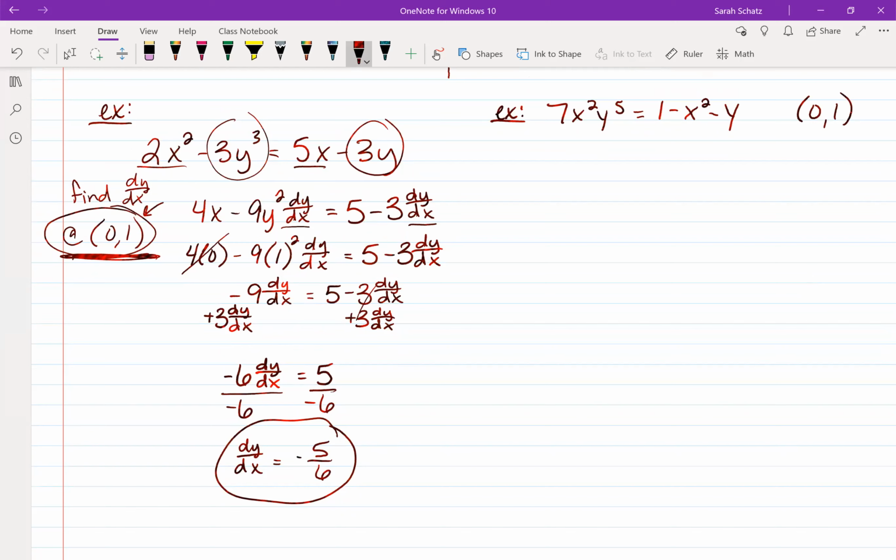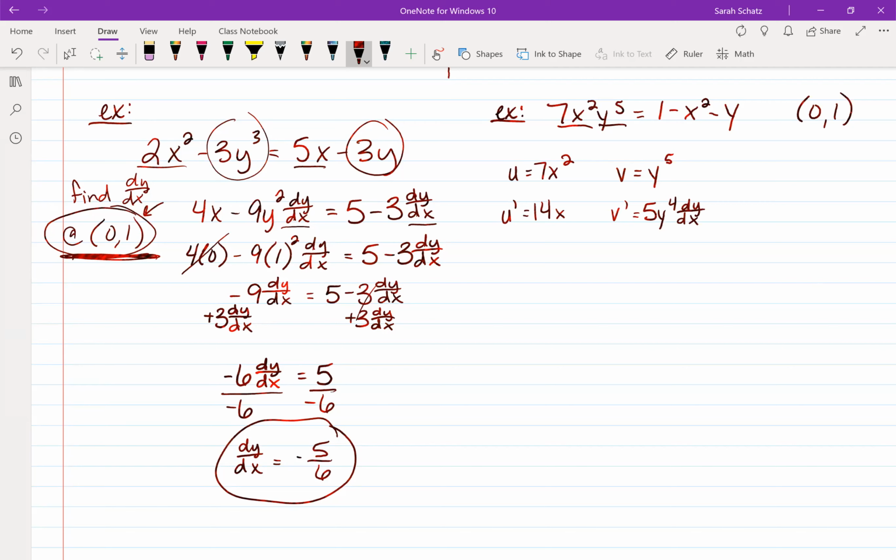Okay, so I can do this. You guys, this is product rule, though. This is 7x squared times y to the 5th. So I see a u and a v there. If u is 7x squared, then du will be 14x. If v is going to be my y to the 5th, then dv is 5y to the 4th. Don't forget dy dx because that's a y term.